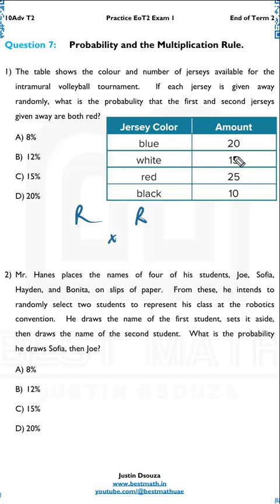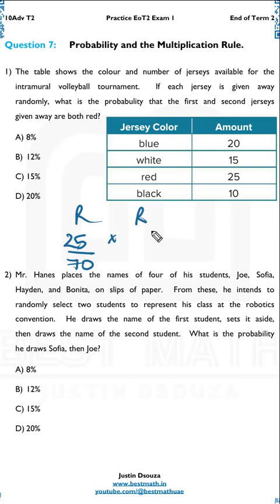But how many are there in total? 20 plus 15 plus 25 plus 10. Add them all up: 30, 40, 50, 60, 70 in total. So down over here is 70. But the first time you're giving only red, there are 25. So 25 by 70 is the first possibility.